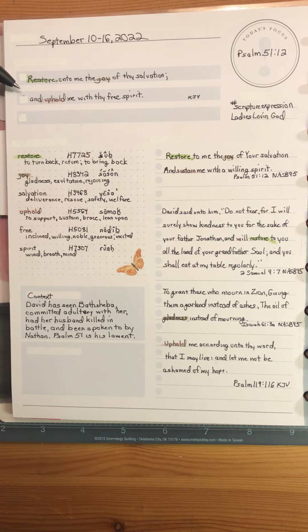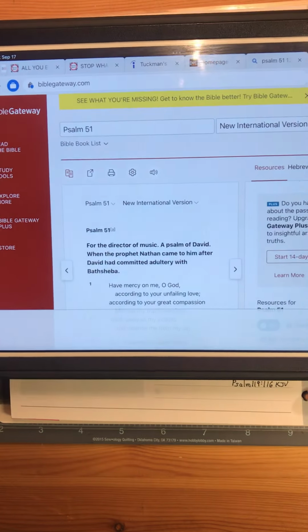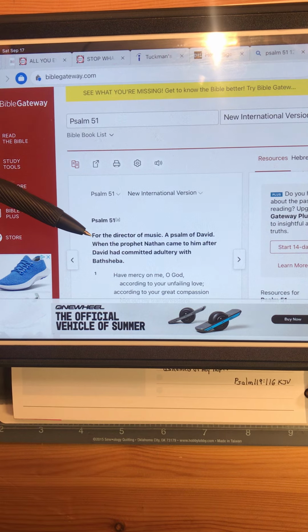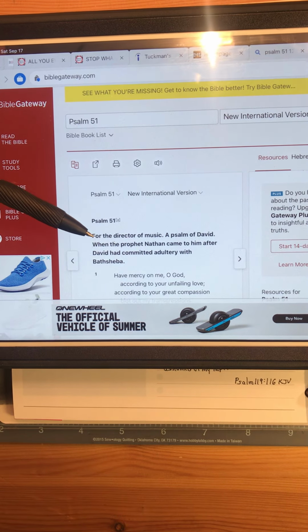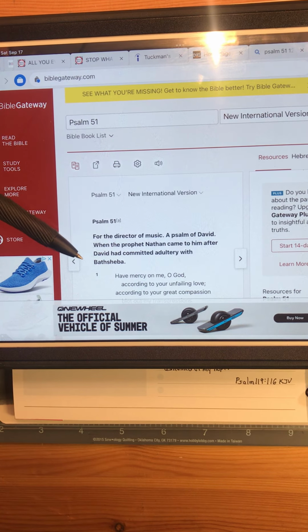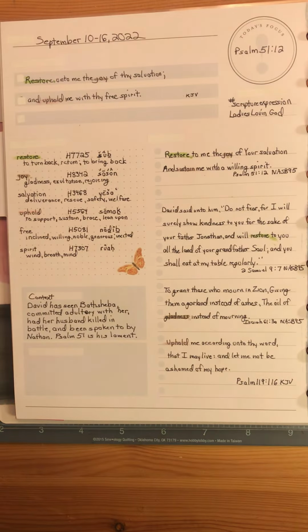David wrote a lot of the Psalms. I'm going to take a look at it digitally. If you look at the intro to the chapter, it tells us the context of this passage. It's a Psalm of David when the prophet Nathan came to him after David had committed adultery with Bathsheba. So we know who the author is, we know why it was written, we know the context. Now we can begin to look at the verse and map its individual components.